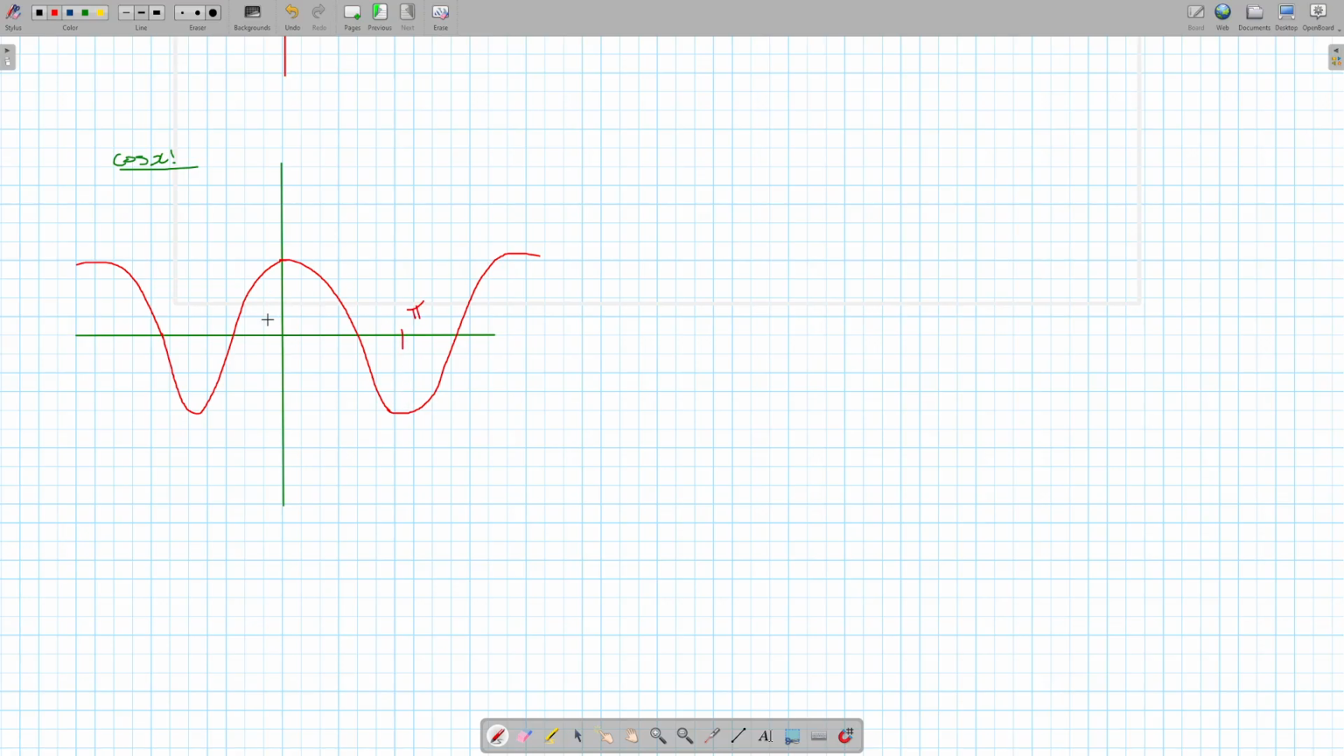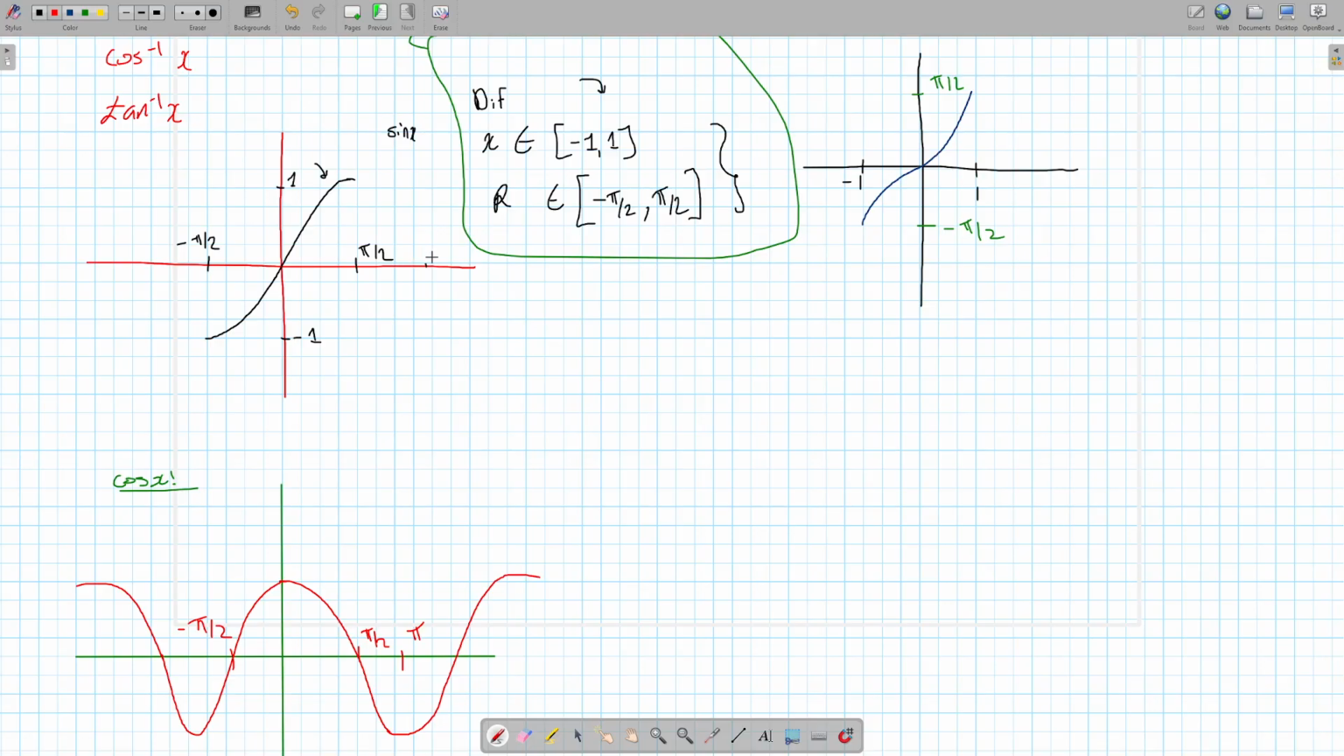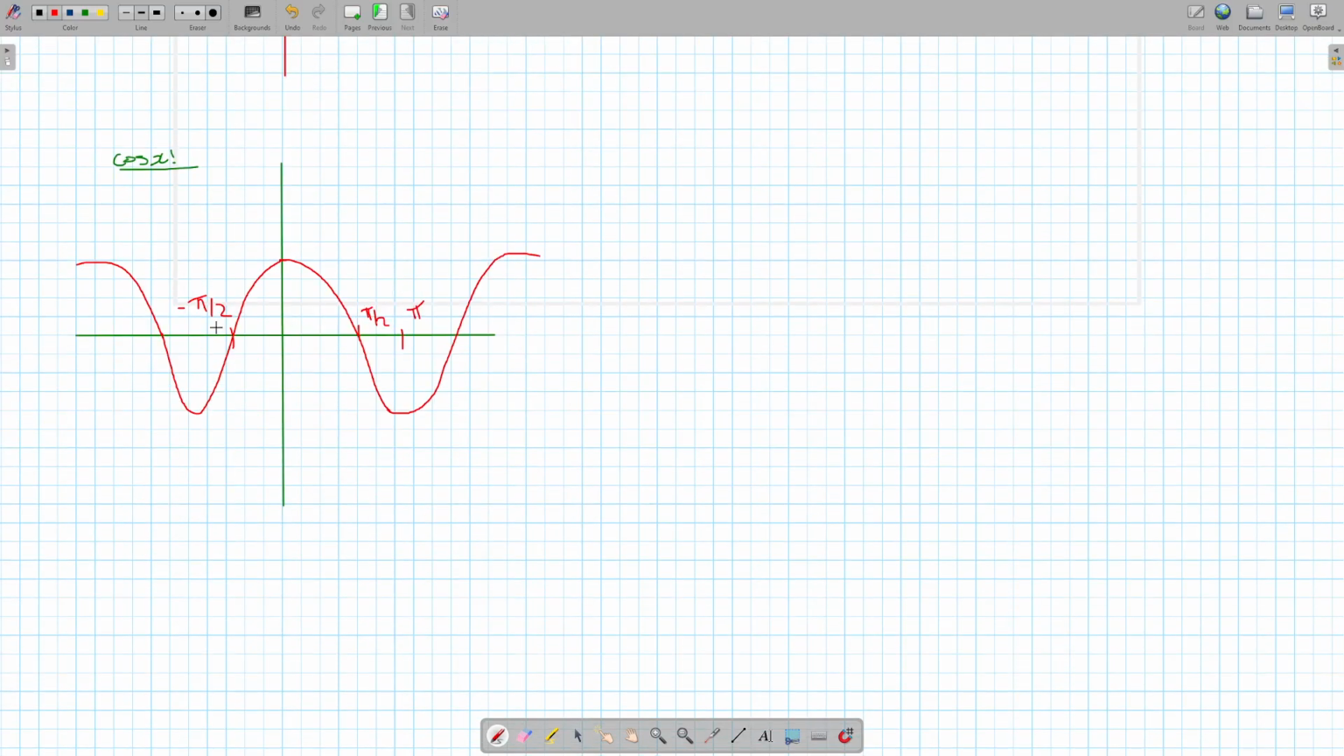Okay, and I want the easiest one. Do I go from, this is pi over 2 here, right? And this is minus pi over 2. If I consider, like the previous example for sine, minus pi over 2 to pi over 2, am I going to be examining and identifying the full range? No. Here I'm only going from 0 to 1. But I want the full range.